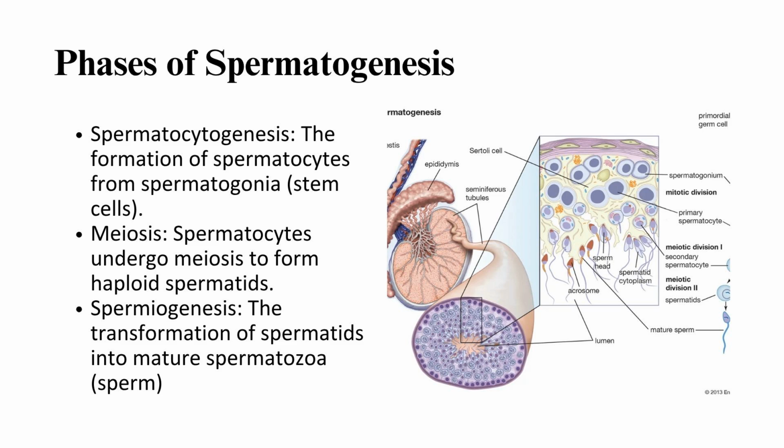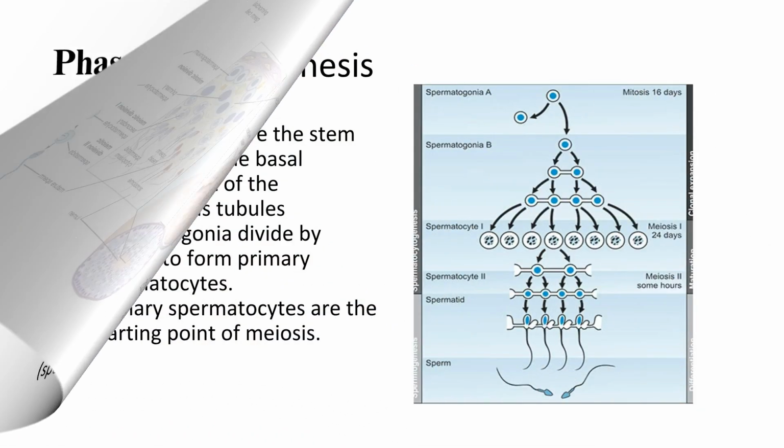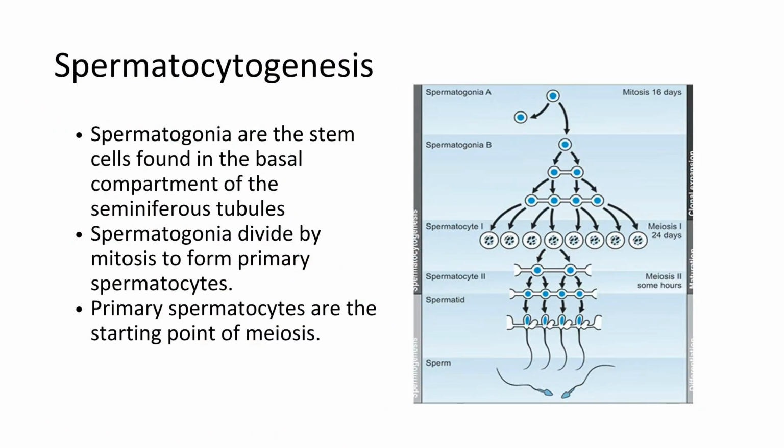Type A spermatogonia. These divide mitotically to maintain the population of stem cells. Type B spermatogonia. These cells differentiate and enter meiosis to become primary spermatocytes. Meiosis is the reduction division that reduces the chromosome number from diploid to haploid. This phase involves two sequential divisions.